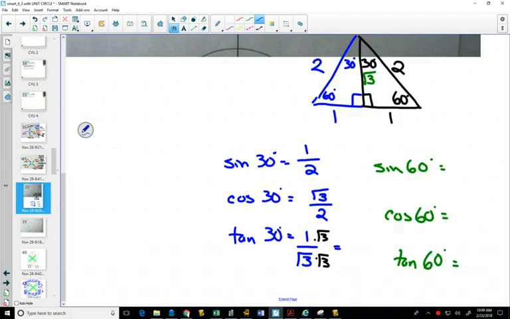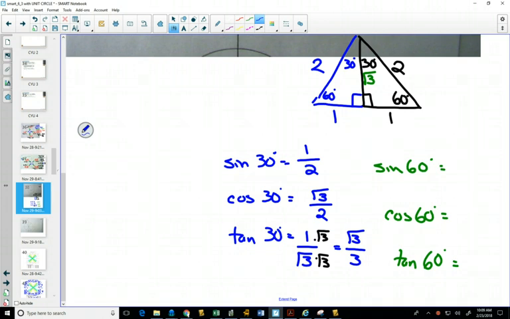Multiply top and bottom by root 3, and you'll get root 3 over 3. When doing questions, you have to be able to recognize that root 3 over 3 and 1 over root 3 are the same thing. Because sometimes you'll get 1 over root 3 in a question, sometimes you'll get root 3 over 3.